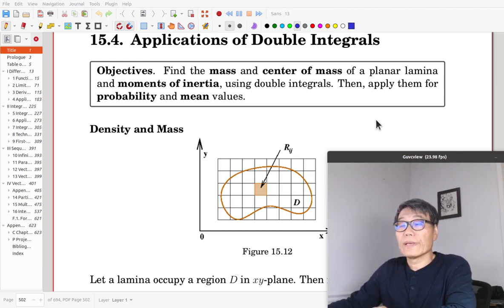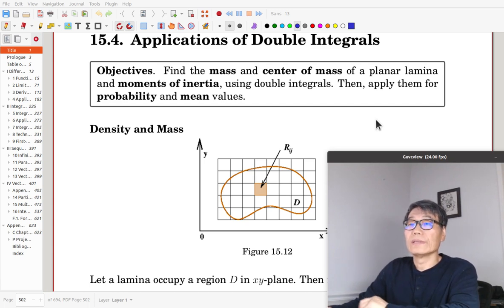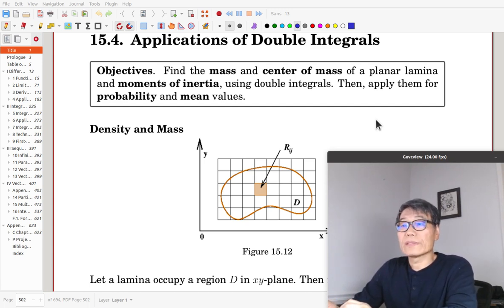This section and the following section will deal with applications of double integrals. Here in this section, we'll try to find the mass and center of mass of a planar lamina, and then we'll apply double integrals for probability and mean values. Let's begin with density and mass.